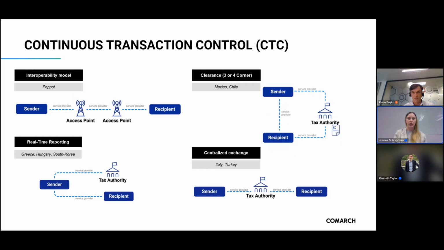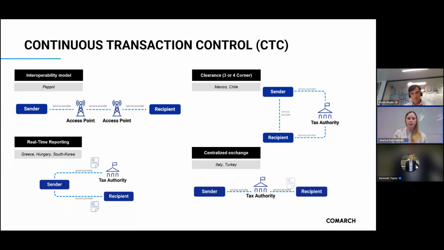We also have the 3 or 4 corner model that is being used in countries like Mexico and Chile. In this model, as the name says, multiple parties are involved in the whole process of invoicing. That includes buyers, sellers, also the government, and some financial institution that can process the invoices.